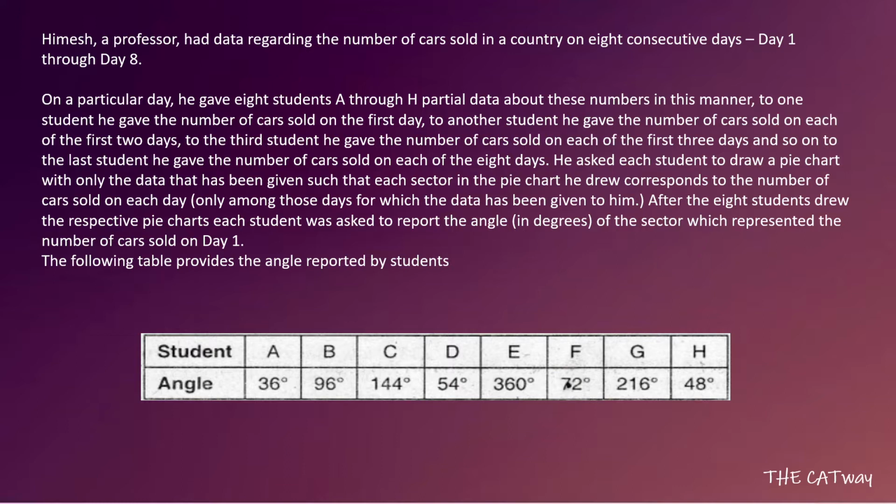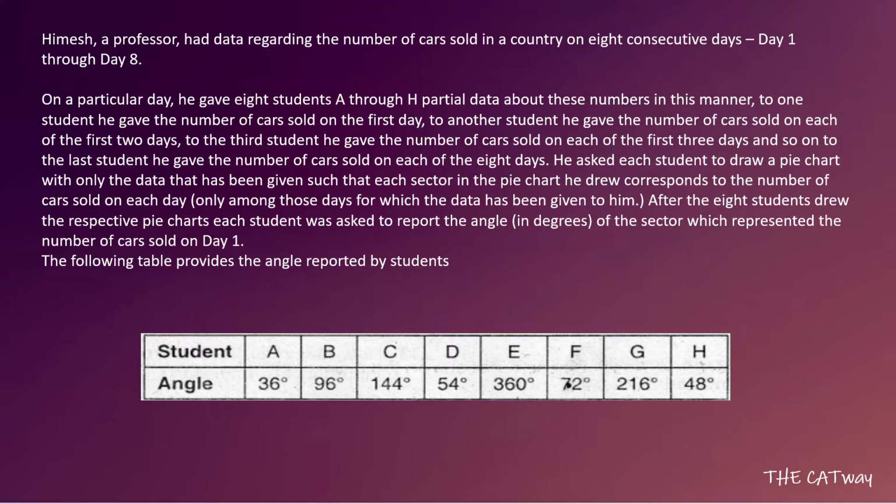Now let's move ahead. So he asked each student to draw a pie chart with only the data that has been given, such that each sector in the pie chart he drew corresponds to the number of cars sold on each day, only among those days for which the data has been given to him. After the eight students drew the respective pie charts, each student was asked to report the angle in degrees of the sector which represented the number of cars sold on day 1. So we have been given the degrees for the number of cars sold on day 1.